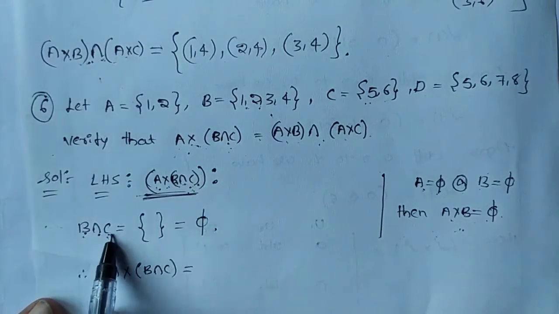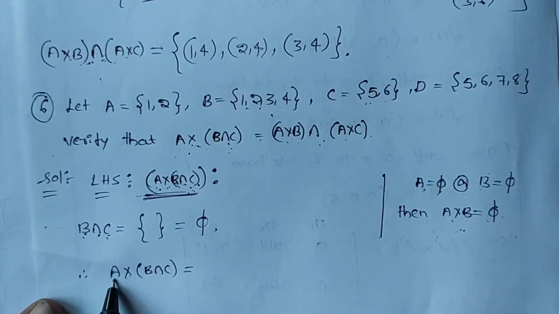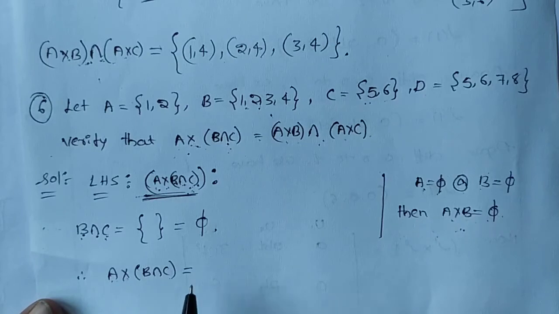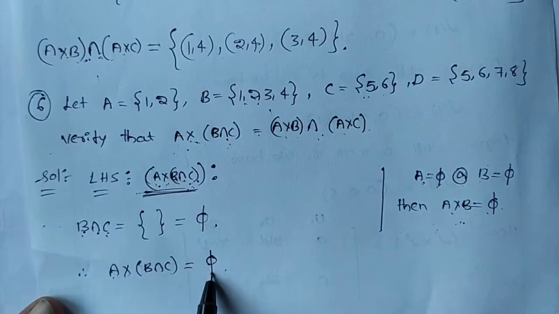Here B intersection C is a null set. Here in A cross B intersection C, A is a non-empty set, and B intersection C is a null set. Then A cross B intersection C is what? A cross B intersection C is also a null set. Therefore, LHS is what? Null set.